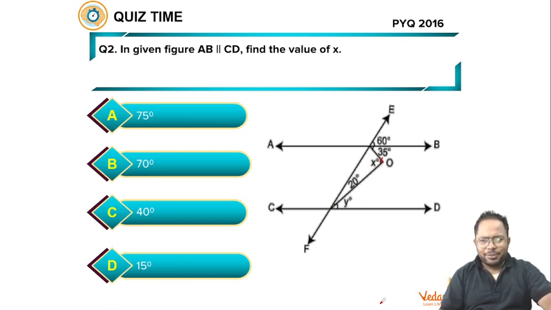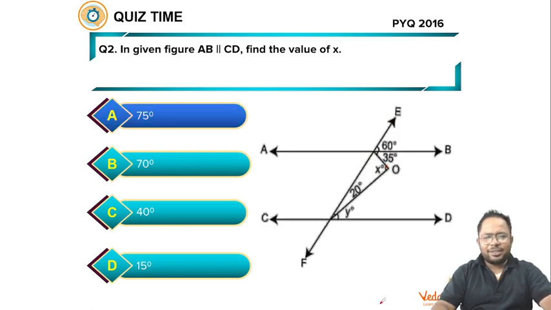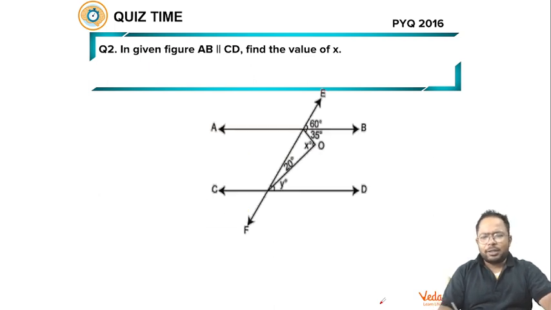5, 4, 3, 2, and 1. Let's look into the answer. So if your answer is 75 degrees, absolutely fine, that's the perfect answer. If you've got 75, very well done. If not, let's look into it. So AB is parallel to CD.